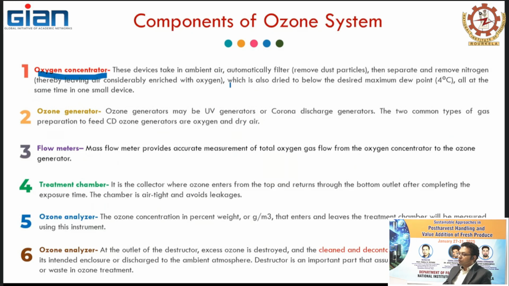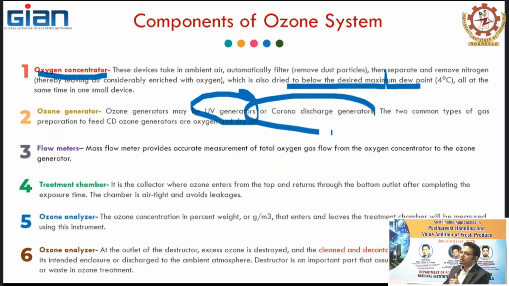And of course, when we are looking for drying, it is dried at a desired dew point temperature of below 4 degrees Celsius. So even in the generator, there are two processes commonly used. It may be a UV generator or a corona generator. They are the most commonly used for the ozone generator. There is a flow meter just to give an idea of what the flow of oxygen we are passing is, and at the end, what is the concentration of the oxygen we are supplying here.